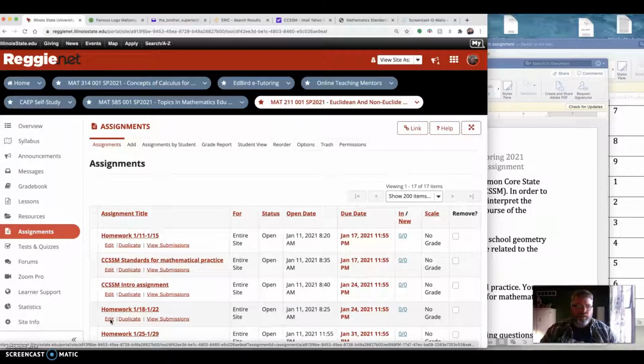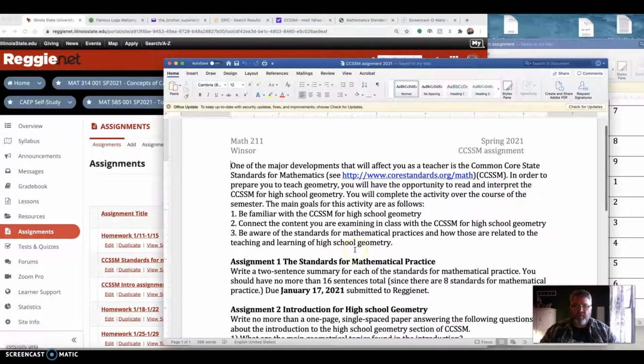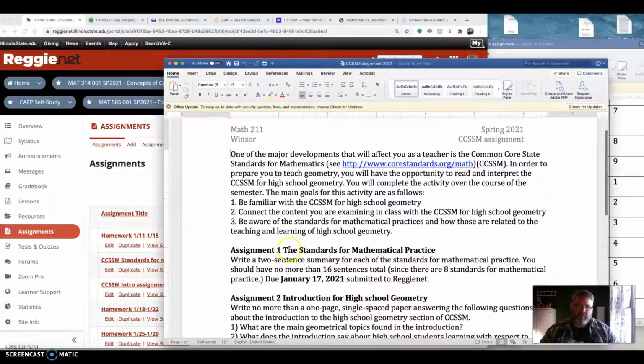So let's start out with this Common Core State Standards for Mathematics assignment. And if we look over here, your very first assignment is to understand the standards for mathematical practice. That's those right there. And you're going to write a two-sentence summary for each of the standards, and there's 8 of them. So you're going to have 16 sentences, and it's due January 17th.